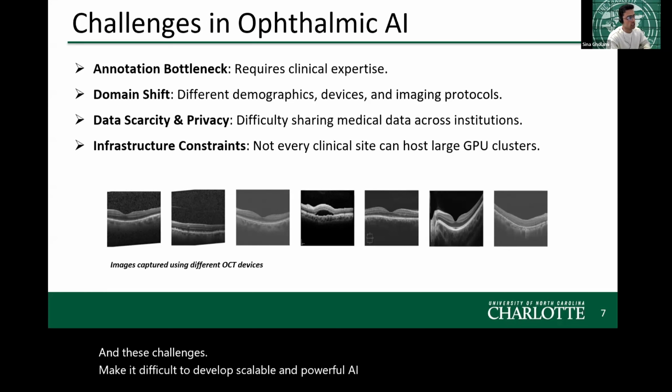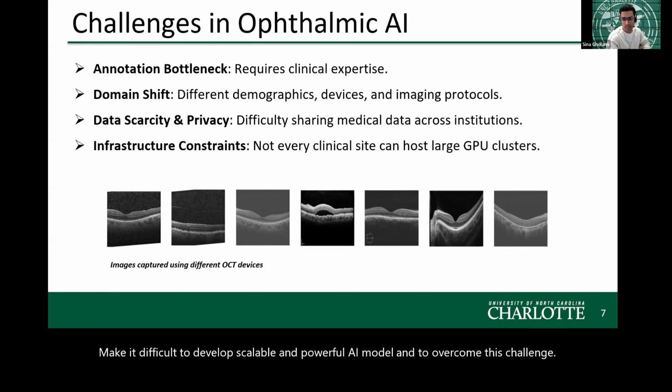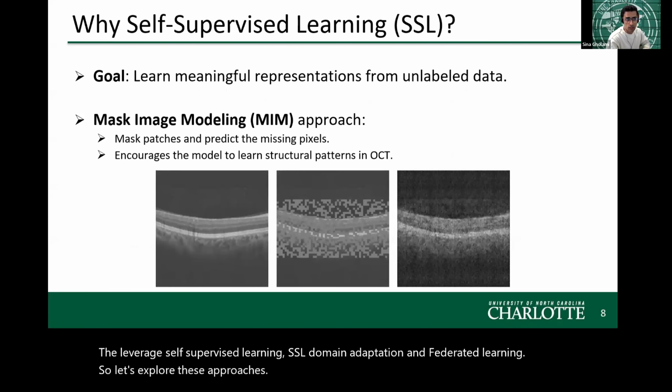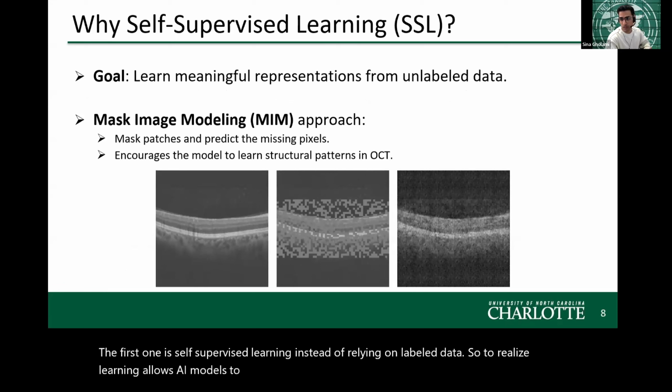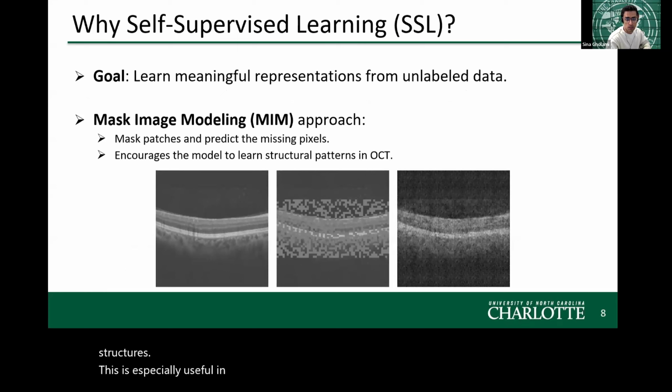To overcome these challenges, we leverage self-supervised learning, SSL, domain adaptation, and federated learning. So let's explore these approaches. The first one is self-supervised learning. Instead of relying on labeled data, self-supervised learning allows AI models to learn from unlabeled images by recognizing patterns and structures. This is especially useful in medical imaging where annotations are scarce.